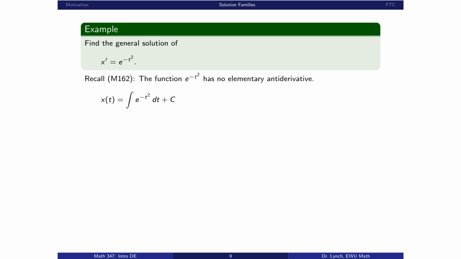Now, this differential equation is going to come up again a little bit later, so we'll come back to this idea of expressing the solution of a differential equation as an integral a little bit later.